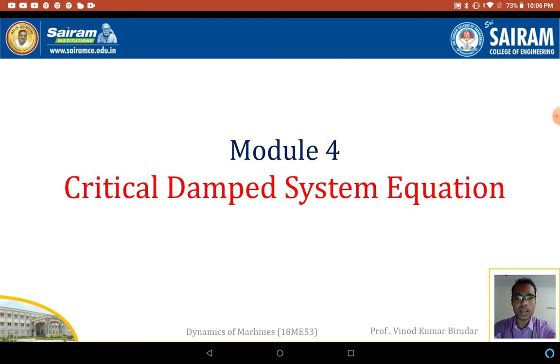Again, based on the damping condition, we are going to classify it into three types. The damping factor is normally denoted by zeta. That symbol we have already seen in the last class. If the damping factor is greater than 1, we call it an overdamped system. If it is less than 1, we call it an underdamped system. And now the third case is the critical damped system equation. If the damping value is equal to 1 while solving the problem, we say that particular system is called a critical damped system.